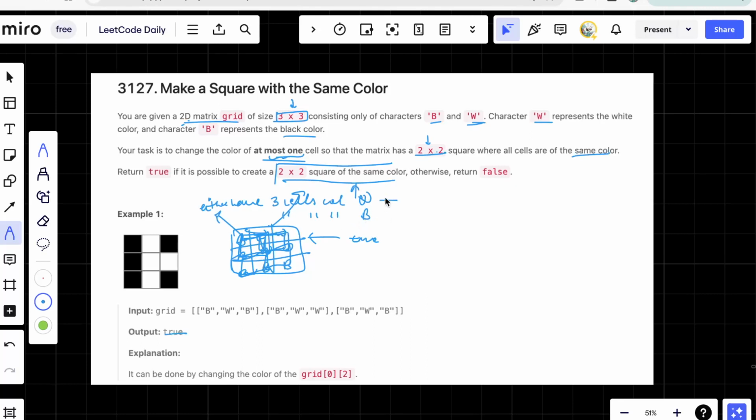So this is the possibility. Either three of them are going to be white or three of them are going to be black. This is what is going to happen, right? And for any of these possibilities, the answer is going to be true.